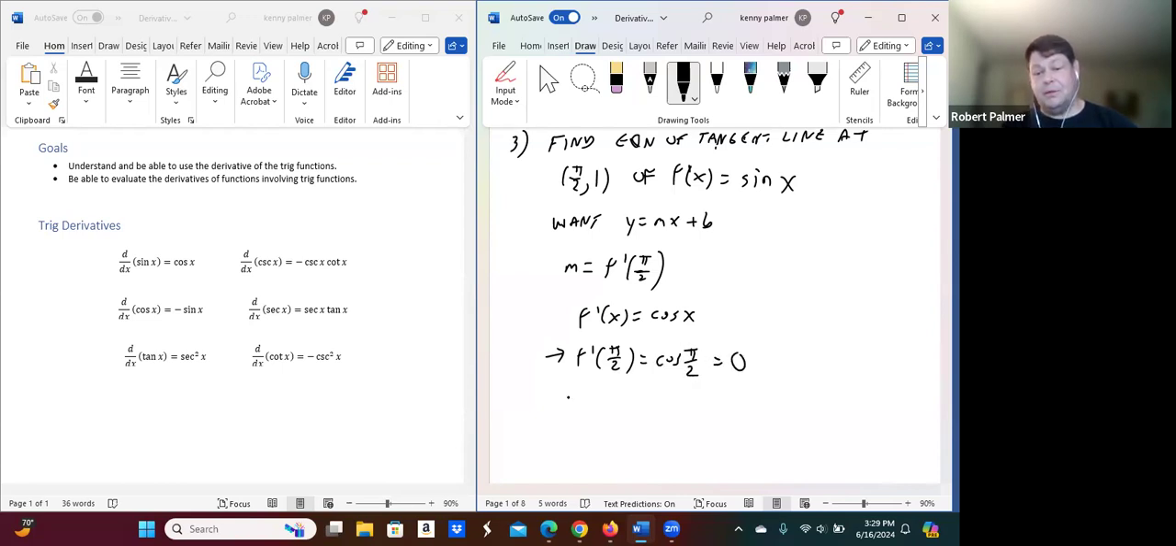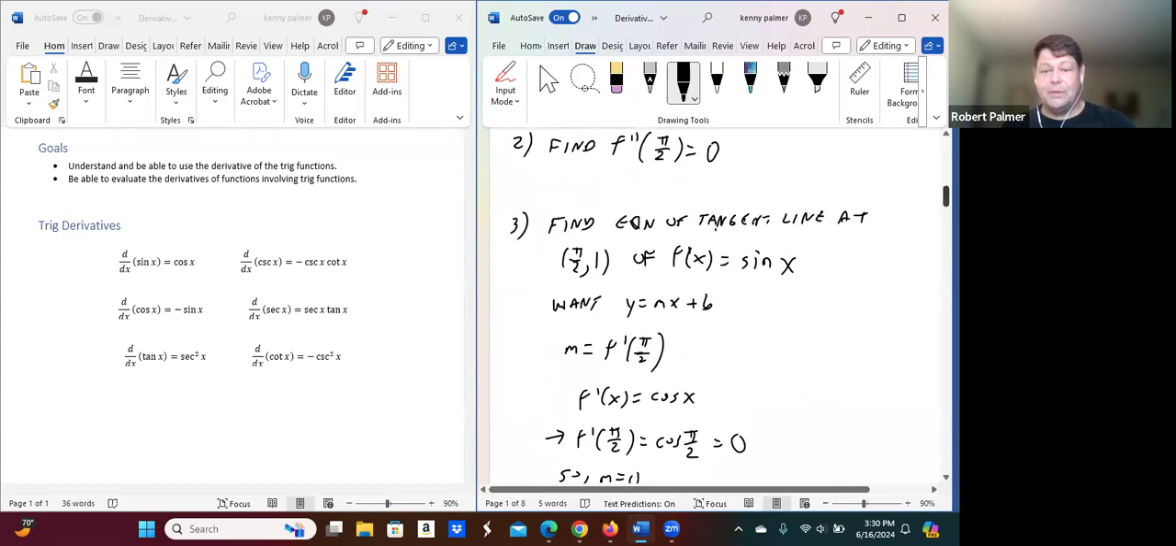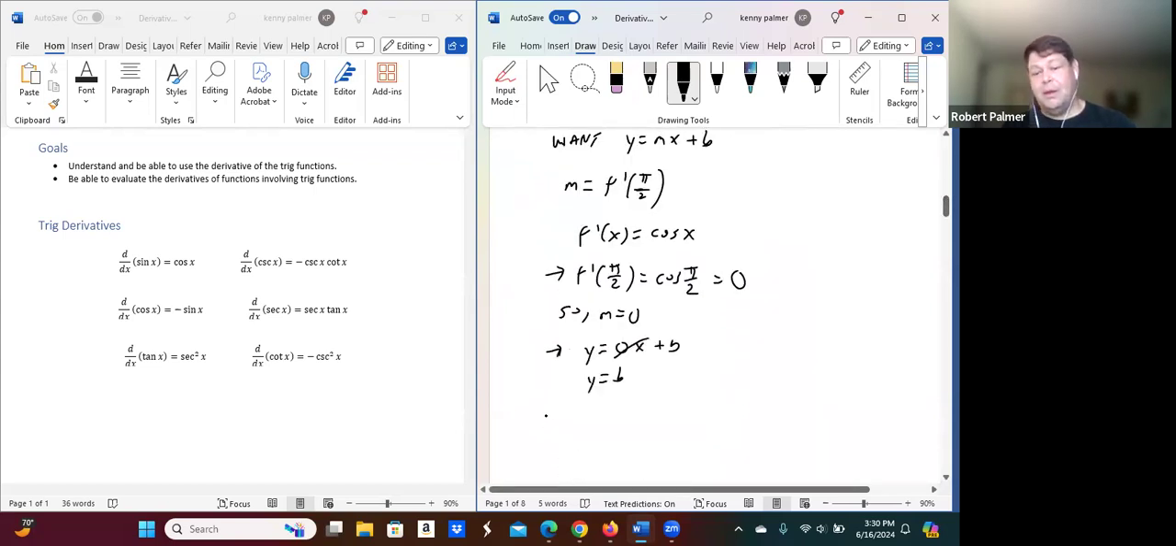Okay. So m is equal to 0. So we have y equals 0x plus b. And of course, this term goes away. So our y is just equal to b. So remember, if you have an equation like that, y equals a constant, that's a horizontal line, which makes sense once again, our slope, our tangent line is 0. And so our b is just our y coordinate. Y is right here. Sine of pi over 2 is 1. Okay. And so that tells us then that y is equal to 1.